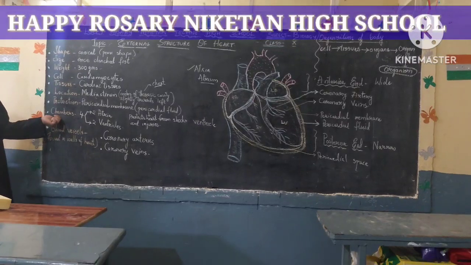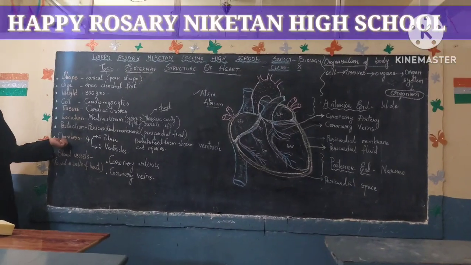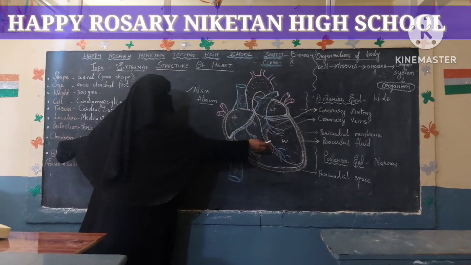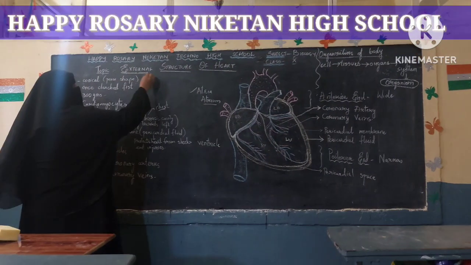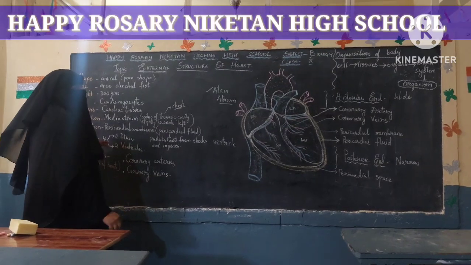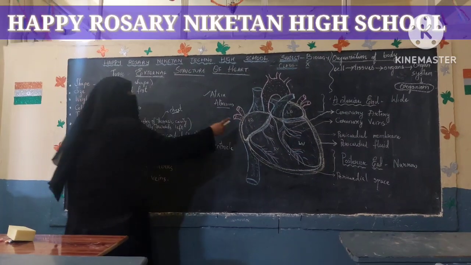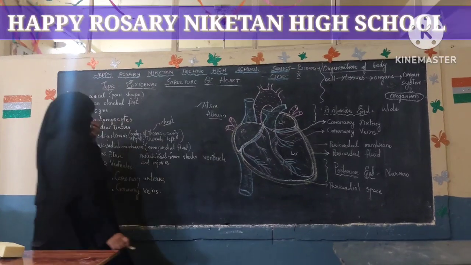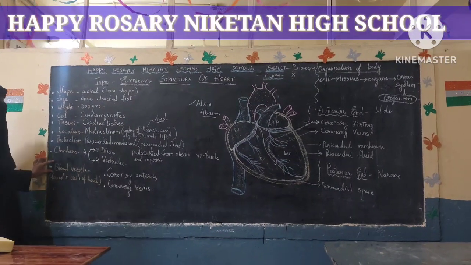In the internal structure, we are going to discuss in detail about these 4 chambers. So now we are discussing only the external structure of the heart. That is the reason why you need not elaborate about these chambers of the heart and other blood vessels. Now let us talk about the blood vessels.